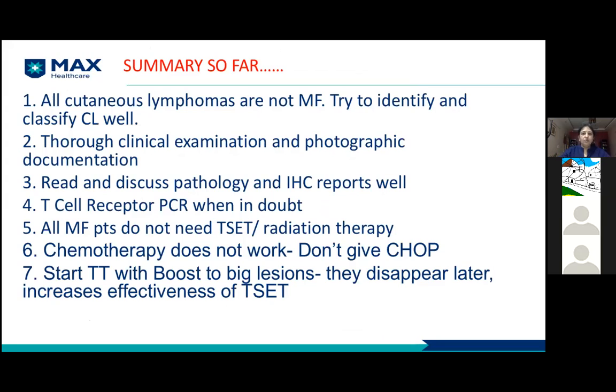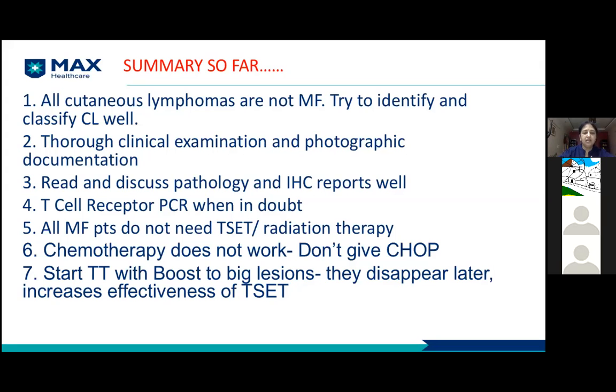So I have covered approximately 30 slides so far. In my last 30 minutes, I will just try to summarize the message that I'm trying to give you all. My first message is that all cutaneous lymphomas are not mycosis fungoides. We must try to identify and classify cutaneous lymphomas well: T cell, B cell, CD30 positive, CD8 positive, CD4 positive. That is the first step. The second step is thorough clinical examination and documentation of the disease.